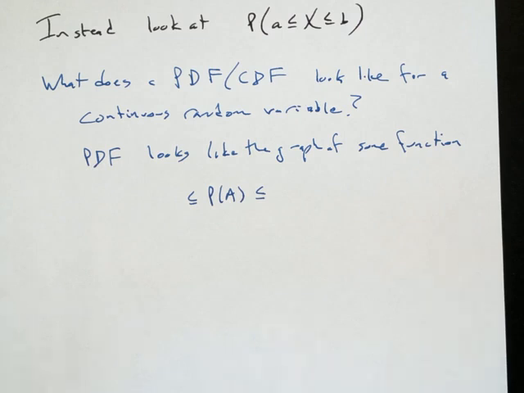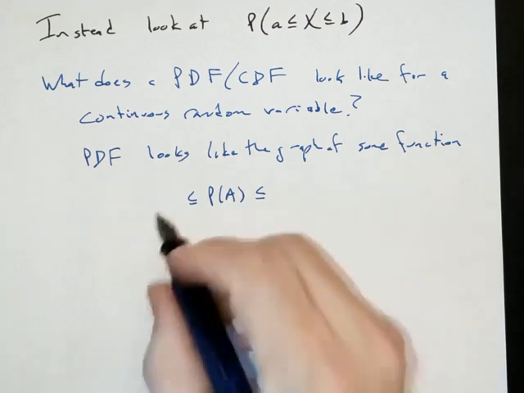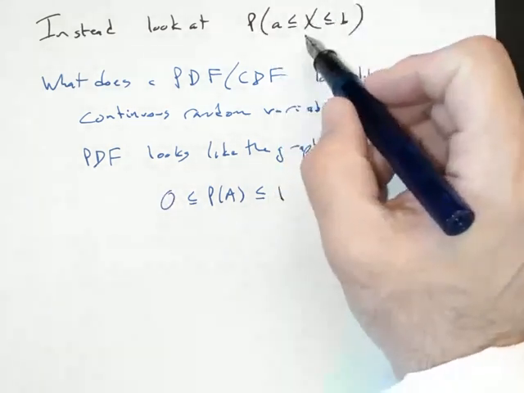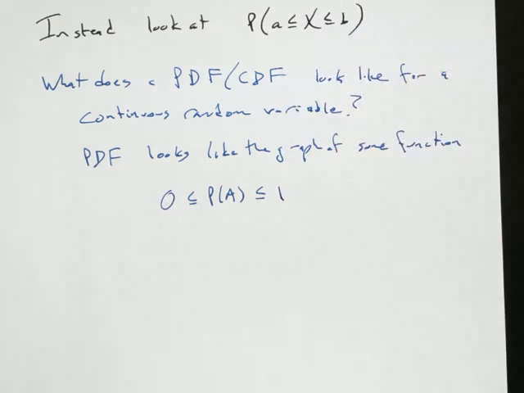Aha. Every probability must be a number between 0 and 1. Well, if that's true, then this result must be between 0 and 1, which means my function has to be between 0 and 1. I can never get any negative numbers out of my function, which means the graph never goes down here. It's always above the x-axis.